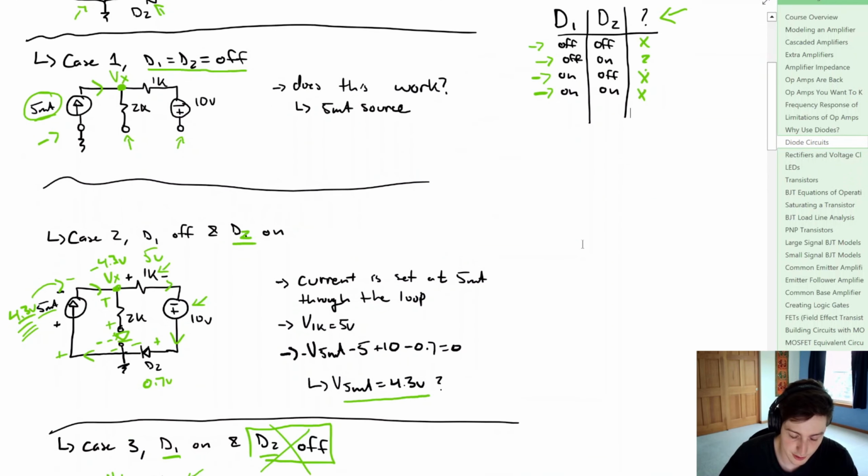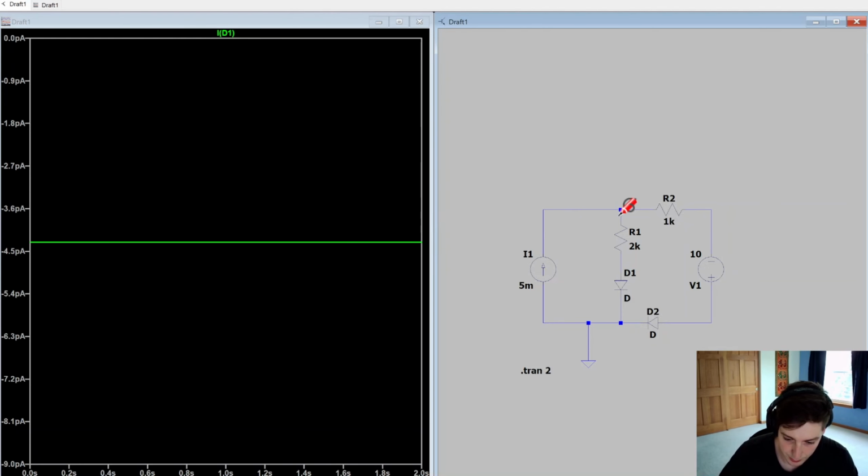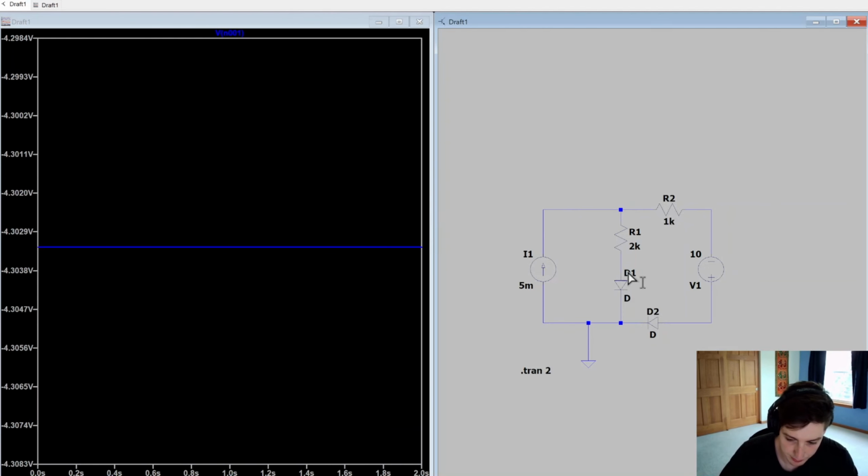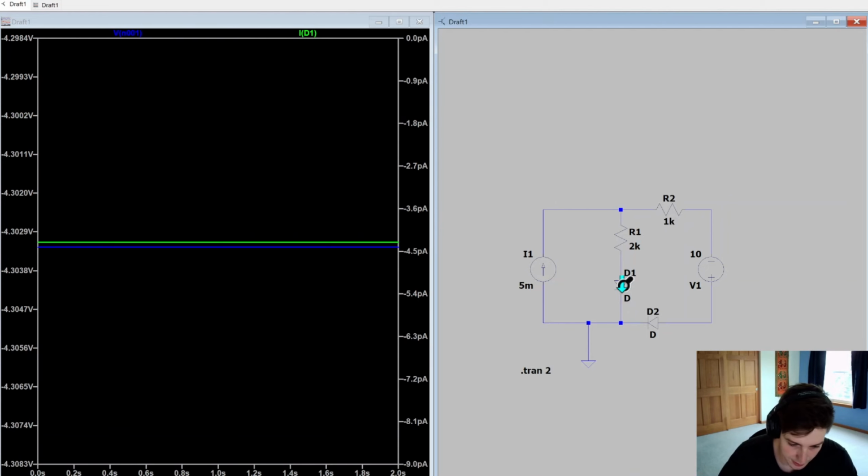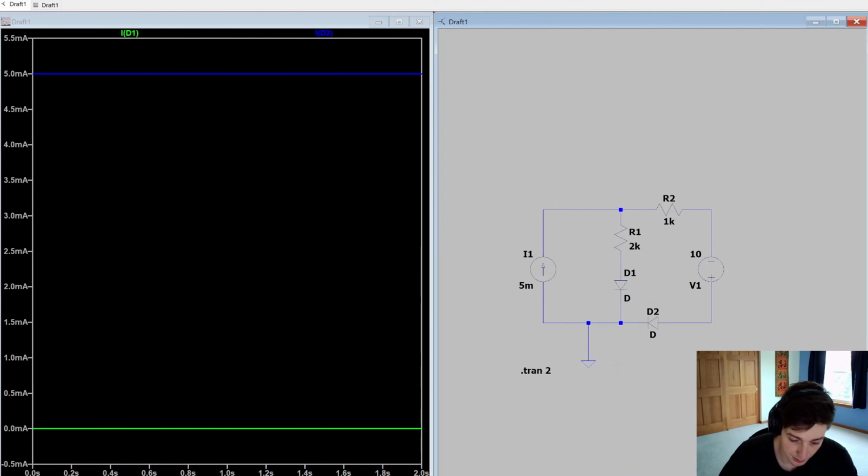So if we look at all of our cases, there's only one that really makes sense, and that's case 2. And if you simulate this, we can look at our voltage point here. It looks pretty familiar. We can look at D1 and D2. In this configuration, D1 is in green, so there's no current going through it, so it's not conducting. But there is current going through D2, so it is conducting. So D1 is off, D2 is on.